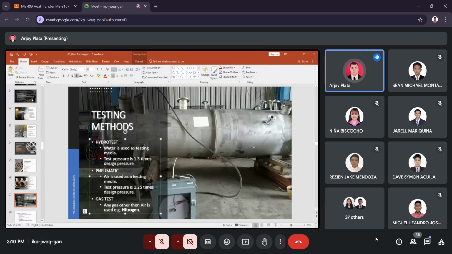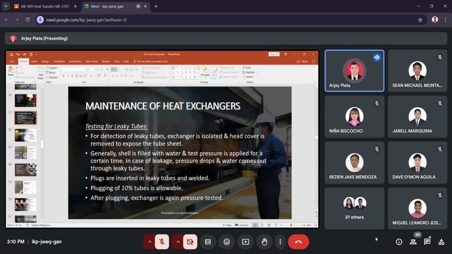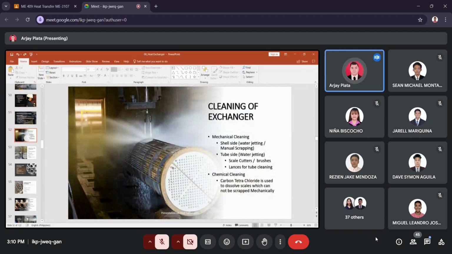Okay, so going back, cleaning. Earlier we discussed the consideration when the tube sheet requires cleaning. It can be mechanical cleaning: shell side water jetting or manual scraping, and tube side water jetting or scale cutters, brushes, lances for tube. For chemical cleaning, they use carbon tetrachloride, which is used to dissolve scales which cannot be scraped mechanically.